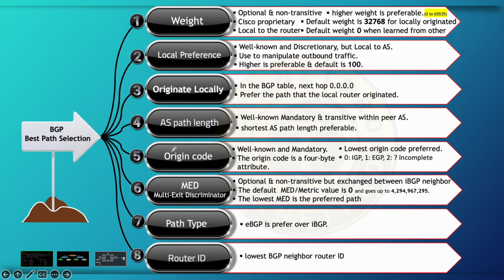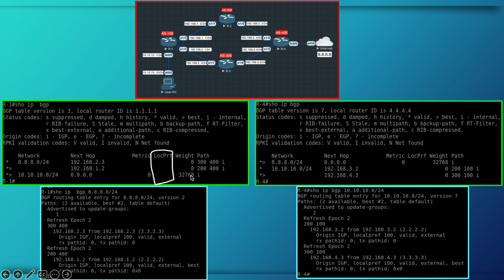So what next? We have to understand whether it was originated locally. So let's understand whether this network LAN was originated locally or not. Is it originated locally? No, because if it were originated locally, it would show 0.0.0.0 over here. For the 10 network it's originated locally, but for the destination network it is not originated locally at all. It's learned from somewhere else. So again it's equal for both paths, the 2.3 path and the 1.2 path, right?